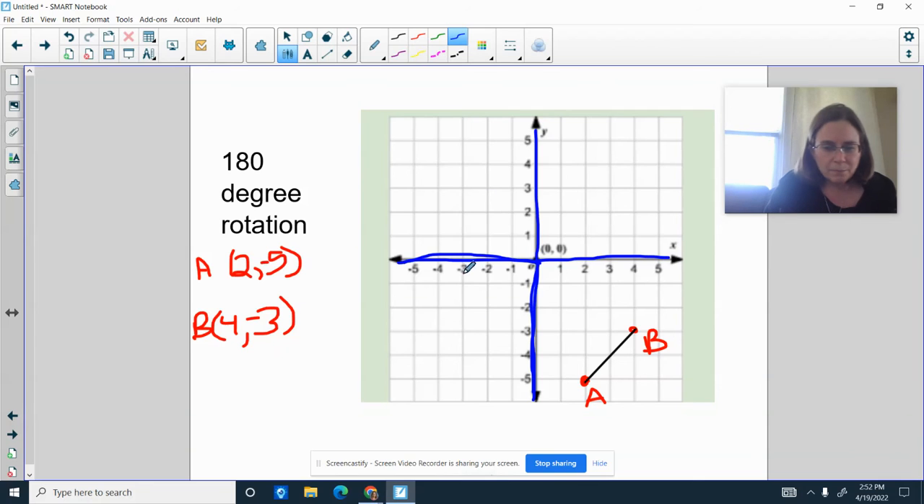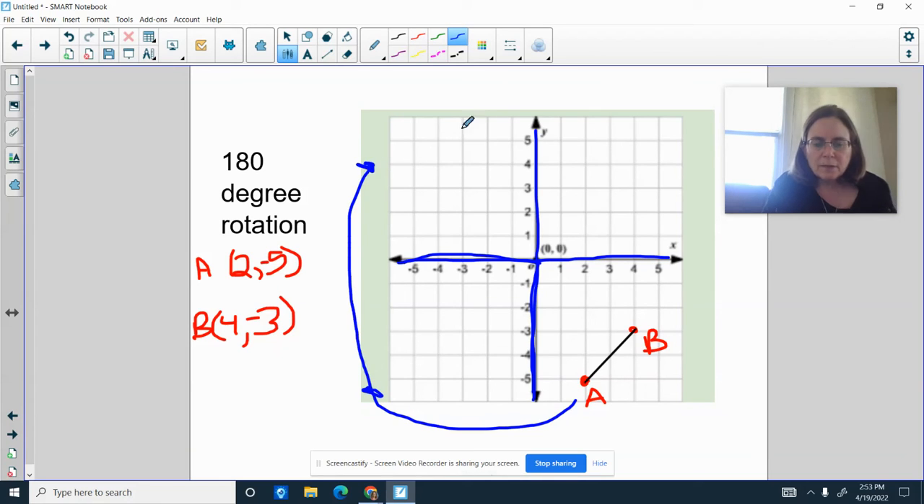Let's see why. Let's go with A and do clockwise. If I go 90 degrees clockwise, I end up over here in the bottom left, or the third quadrant. My directions say 180, so I want to go another 90. So I'm going to be up here in the top left-hand corner, which is quadrant 2.